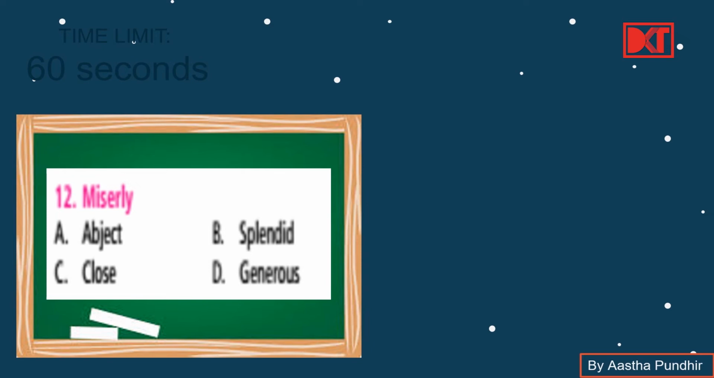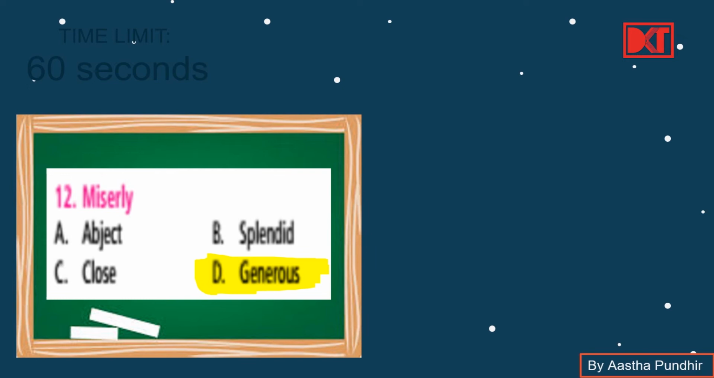Alright, now next up we have miserly. The options are abject, splendid, close and generous. So here we have to choose the antonym. So miserly, the antonym is generous. Now miserly actually means someone who's a miser, in the sense of acting in a very stingy manner. Okay. Generous, someone who has a big heart, acts generously.